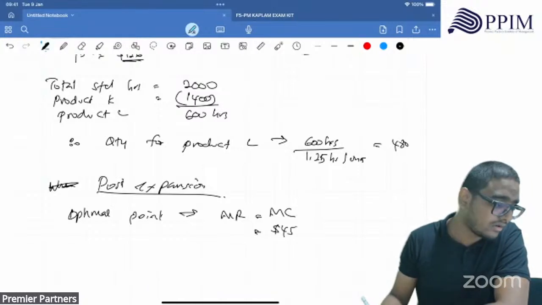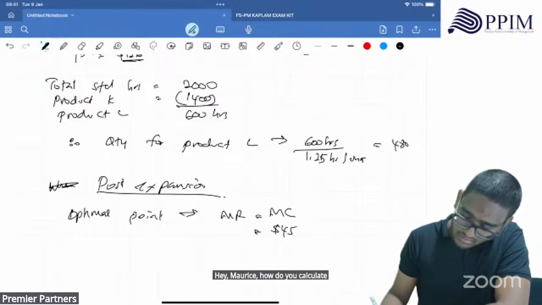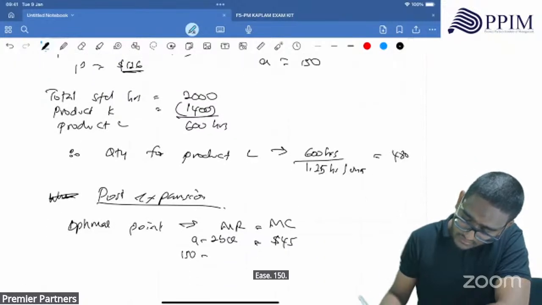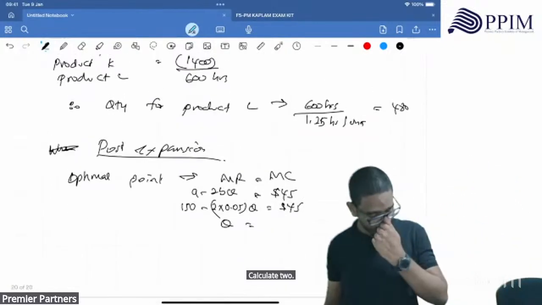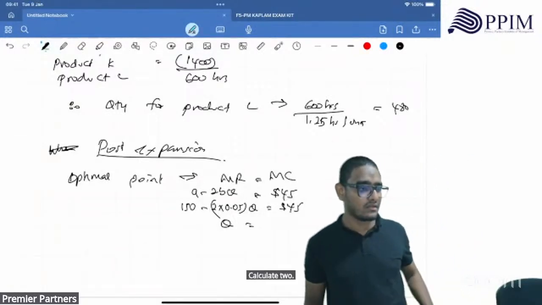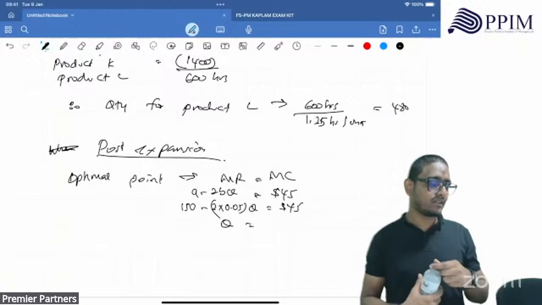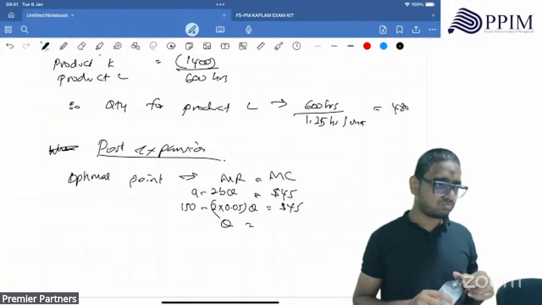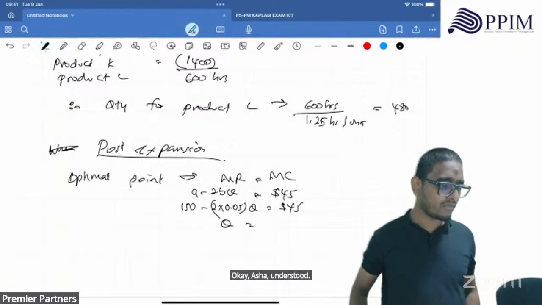MR, how do you calculate MR? A minus 2BQ. A is 150 minus 2 times 0.05Q is 45. Calculate Q. Okay, Ashfa, understood. Good.